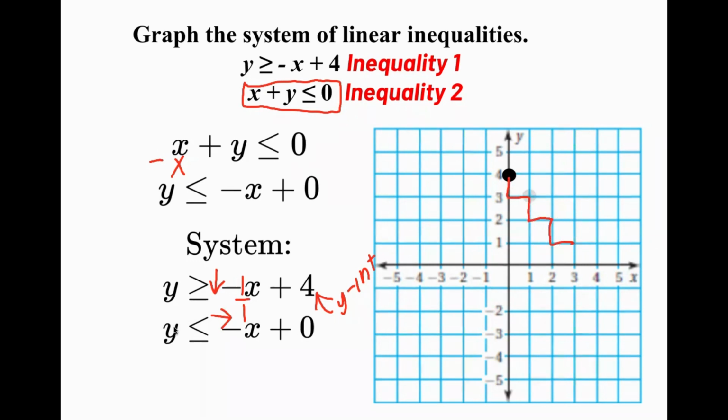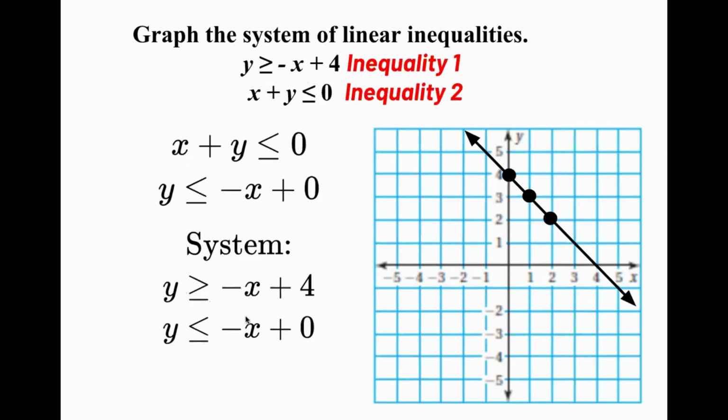And once you plot your points, you're going to draw a solid line through your points, since this is greater than or equal to. So your line would look something like this. And now you can move on to your second inequality.